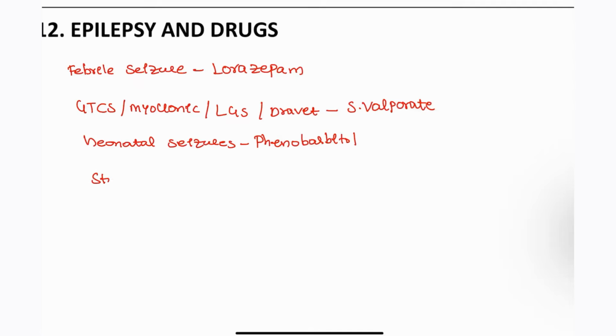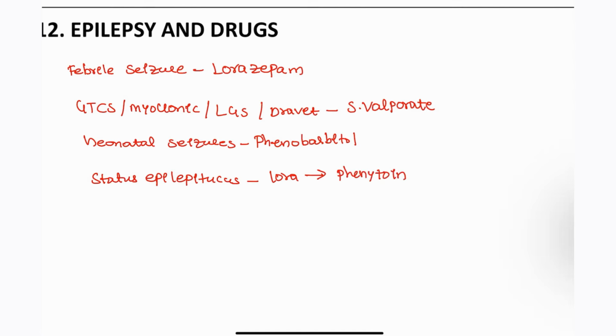And if you see a patient with status epilepticus, first you are going to give lorazepam. Then if it is still not working, we are going to proceed to phenytoin. Phenytoin is given for this patient.